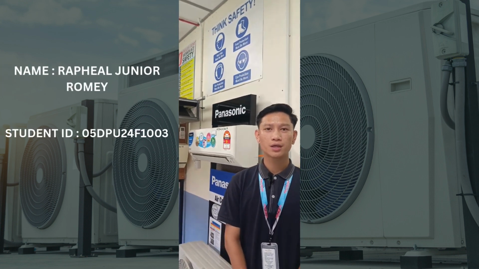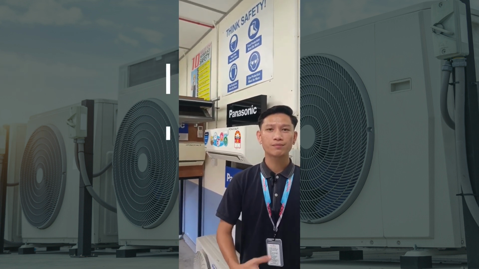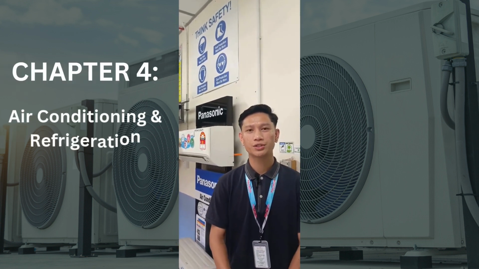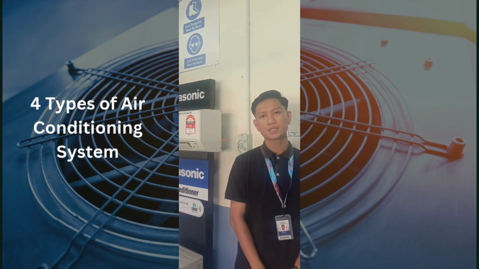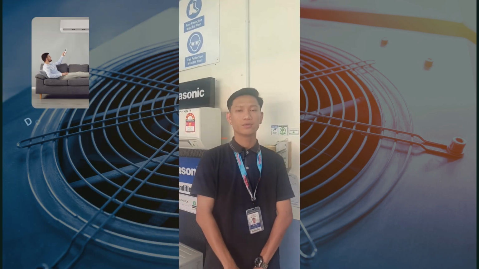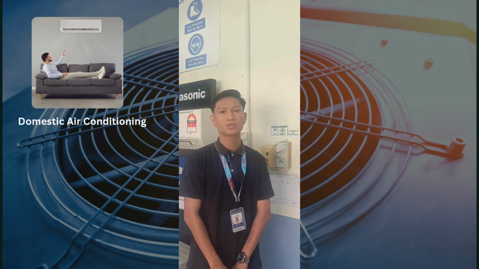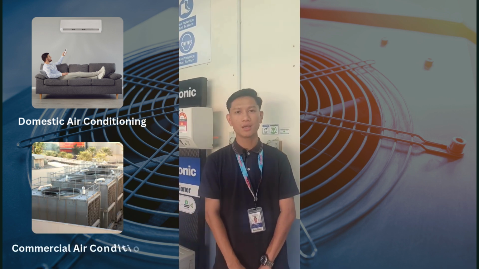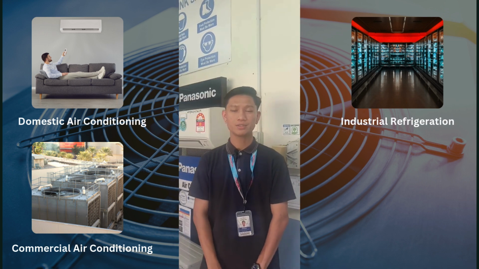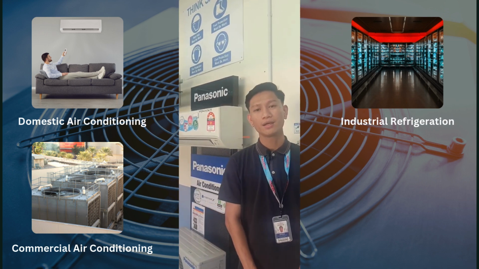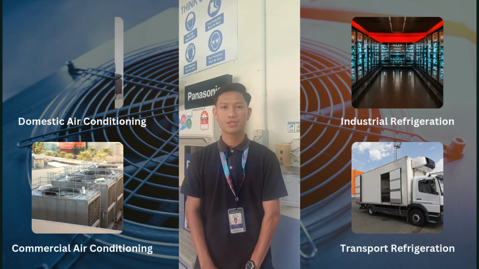Today, me and my friends are going to present about Chapter 4, Air Conditioning and Refrigeration System. There are 4 types of air conditioning system. Number 1 is domestic air conditioning, number 2 is commercial air conditioning, number 3 is industrial refrigeration, and lastly is transport refrigeration.